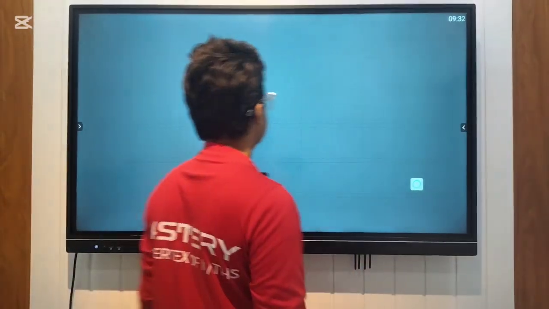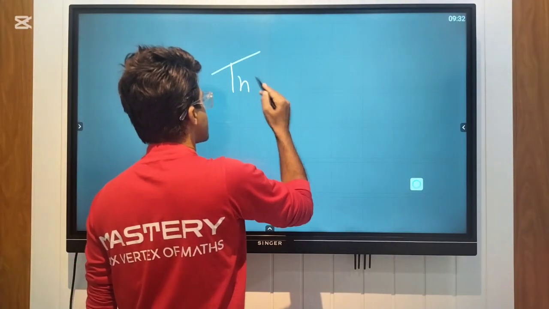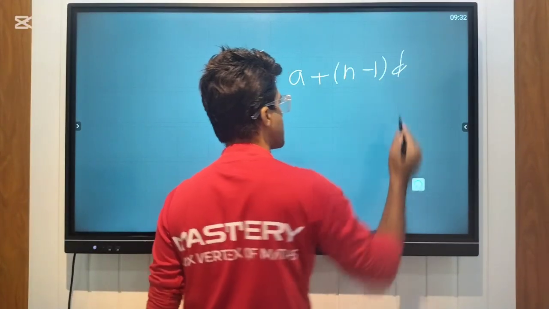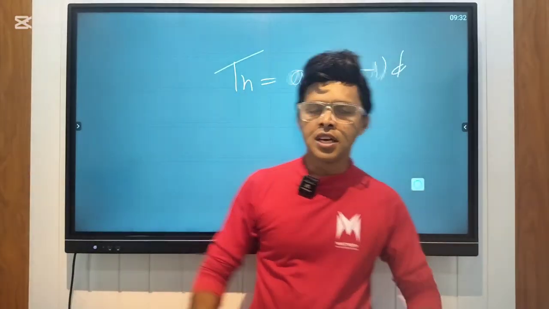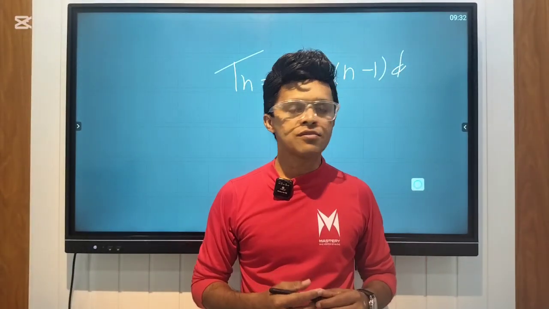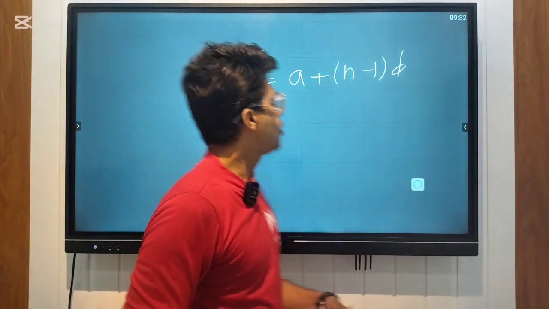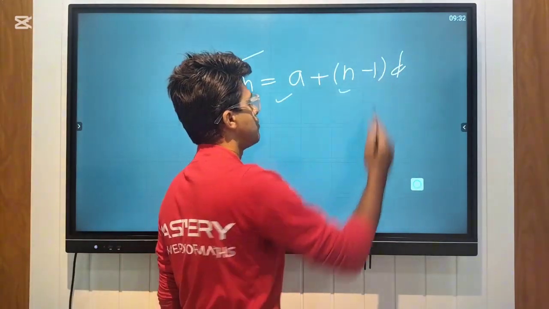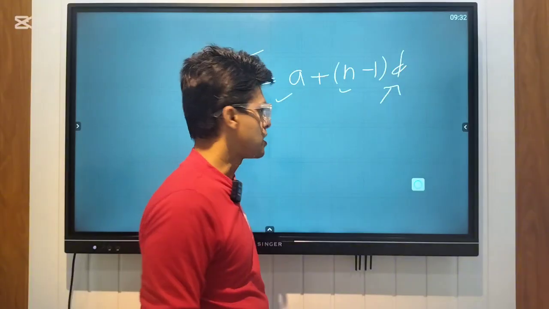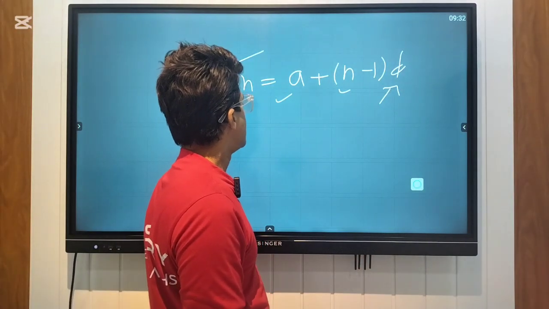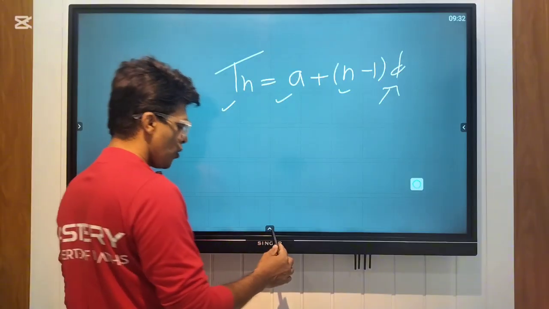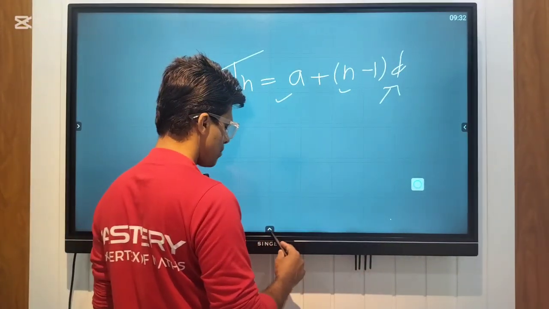You've been taught this one: Tn equals a plus (n minus 1) times d. Basically, we need to know the way of using this formula. When you know the values of a and n, unless you know the value of d, you are able to get the value of d, and vice versa. Then the other terms also can be found. Anyway, let's do some sums.